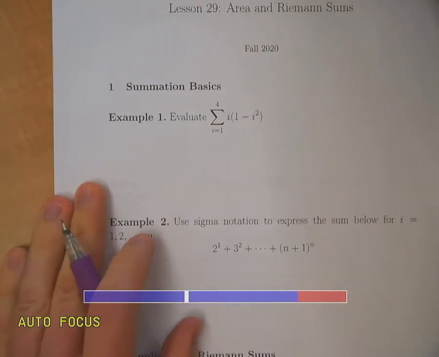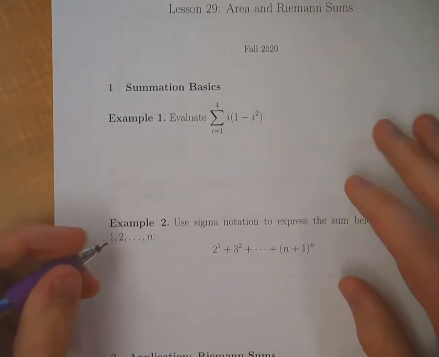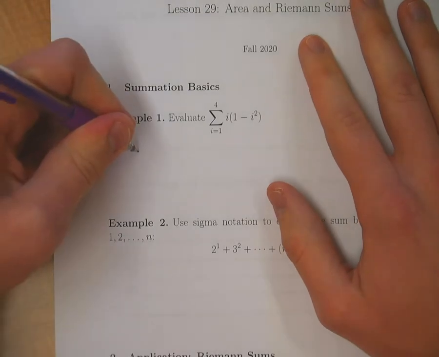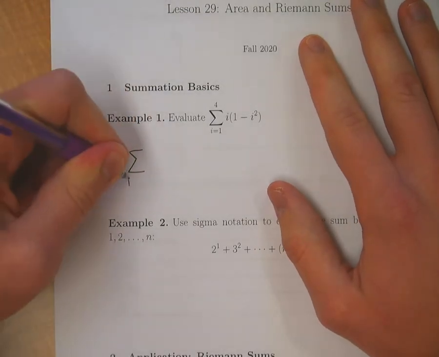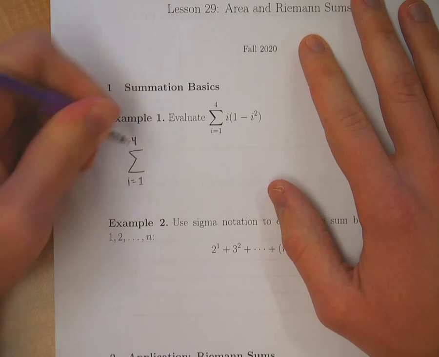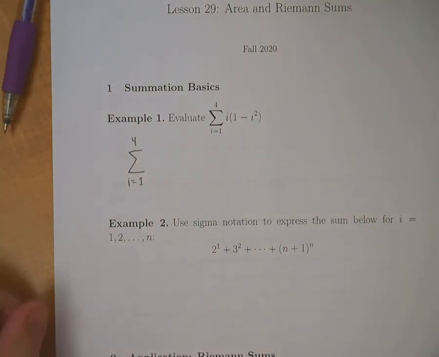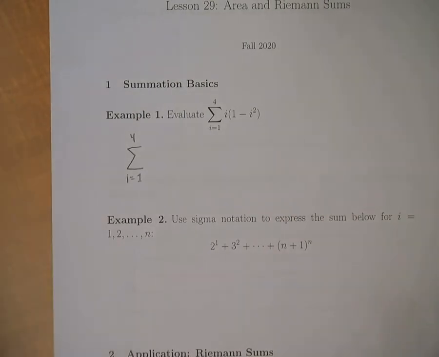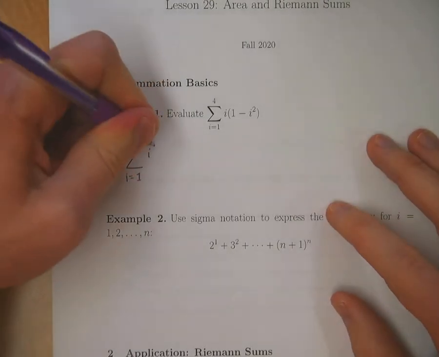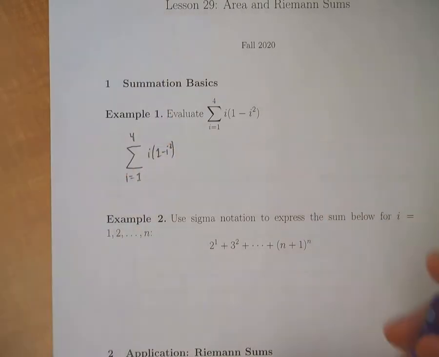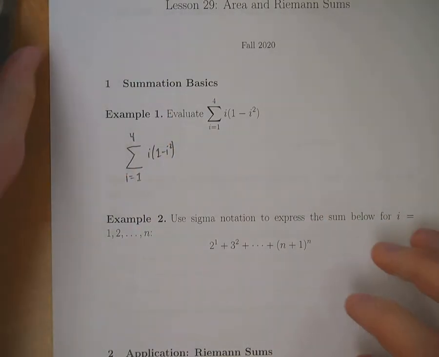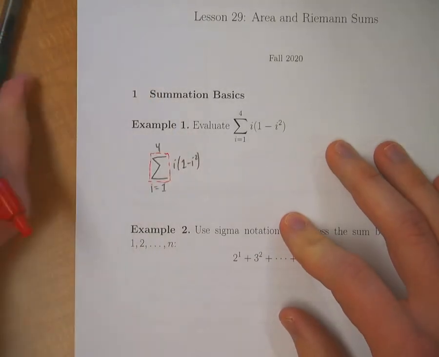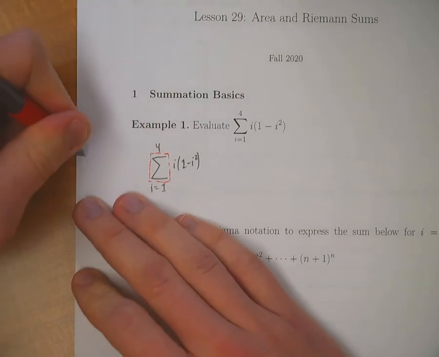Now you might have seen this before in high school, but if I haven't, what does this mean? I don't remember. So let's do a quick review, a crash course on it, to see what's going on here. This says the summation from i equals 1 to 4 of i times (1 minus i squared). So we have this giant sigma here, and if you see this, that should indicate we have to add terms.